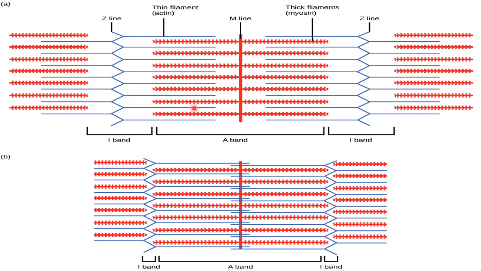So this is a sarcomere in a normal state, and this is a sarcomere in a contracted state. This leads us to the next thing we talk about, in short, the events that occur during contraction of a muscle.